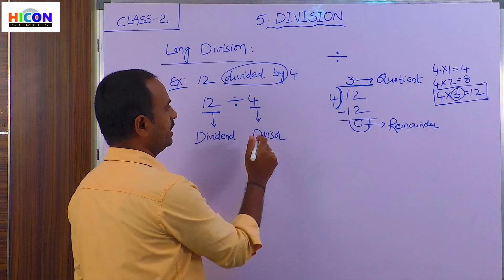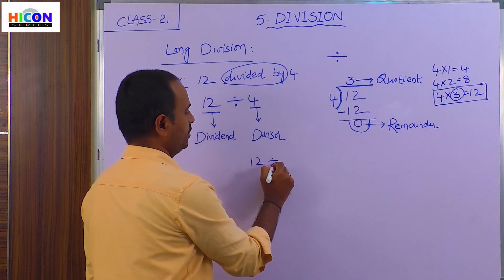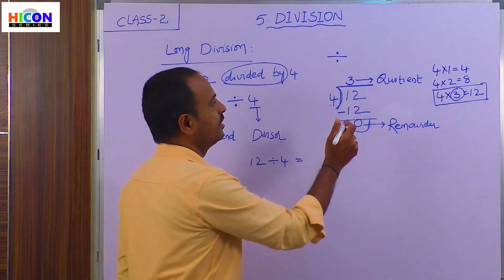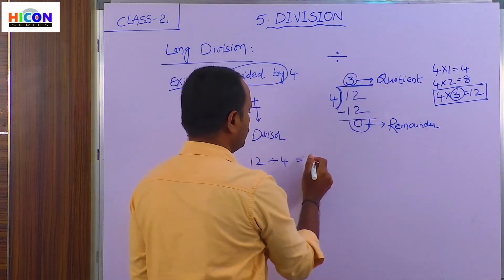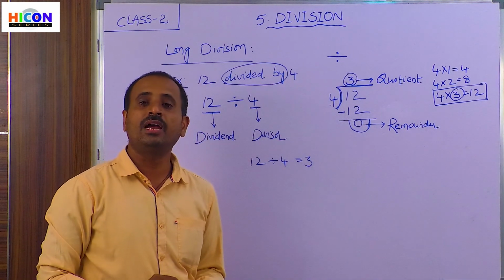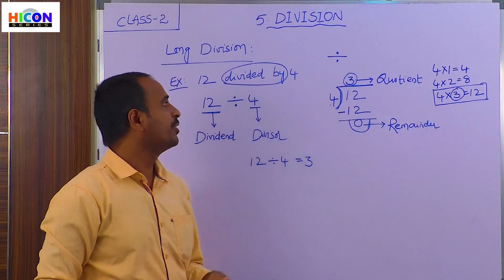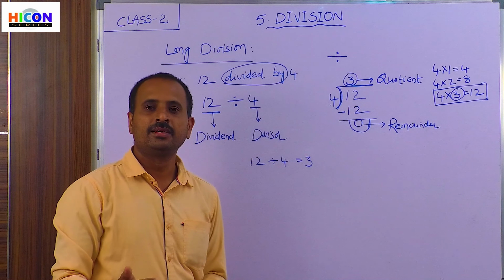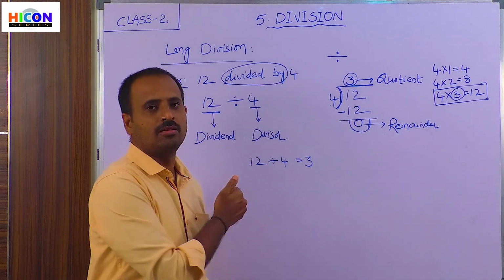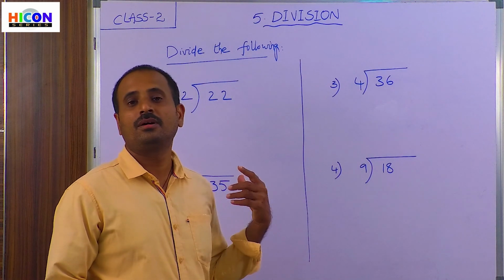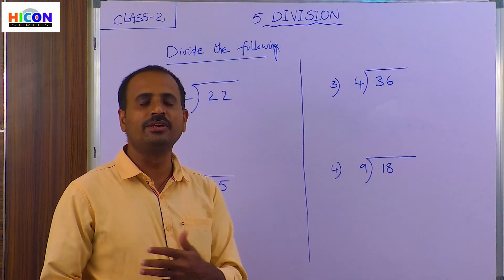So children, what is the answer? That is 12 divided by 4. 12 divided by 4 is equal to how much? The quotient will be the answer. What is the quotient here? 3. So the answer is 3. In this way, children, we have to do divisions by using the long division method. Let us see some more problems on the division using the long division method.